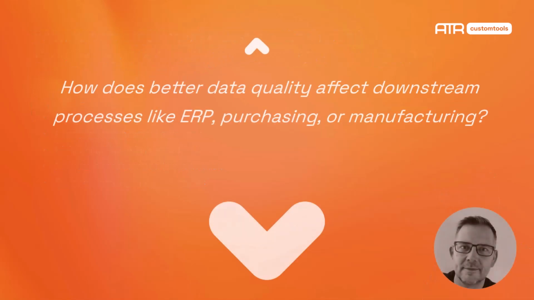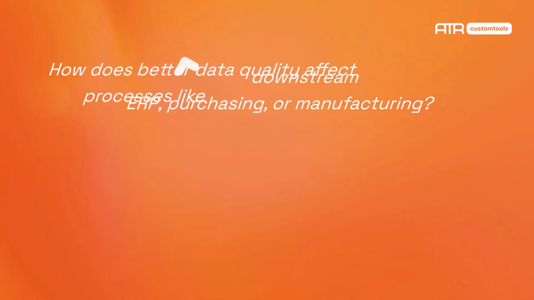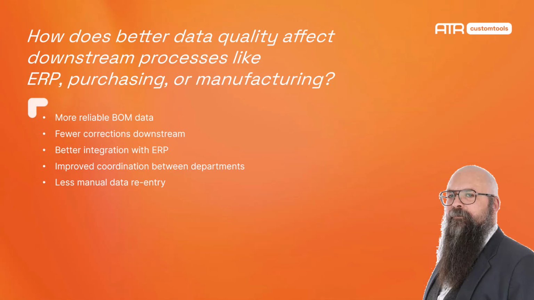Do you have any insights on how better data quality would affect downstream processes like ERP, purchasing, and manufacturing? Well, the impact is huge. Bill of material data becomes more reliable. Fewer corrections are needed downstream, and ERP integration works much more smoothly. Coordination between departments improves, and manual data re-entry is reduced. And that's where engineering efficiency really turns into business value.